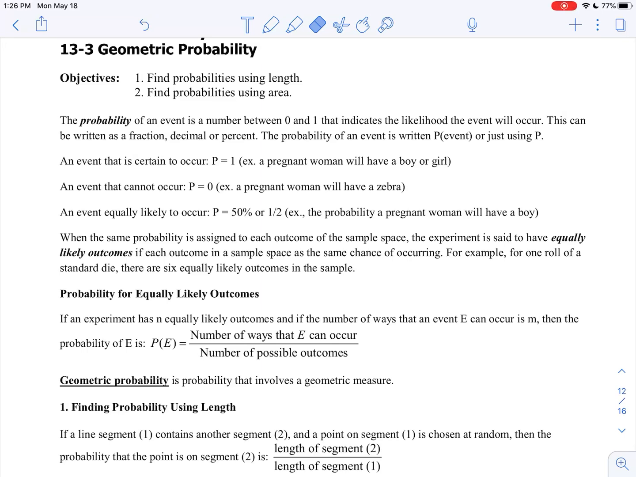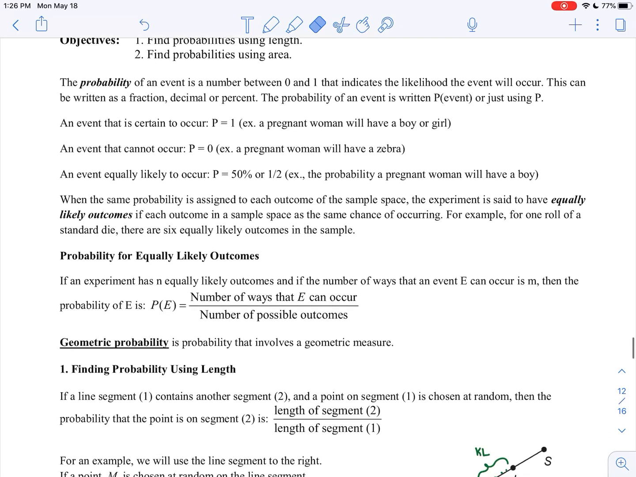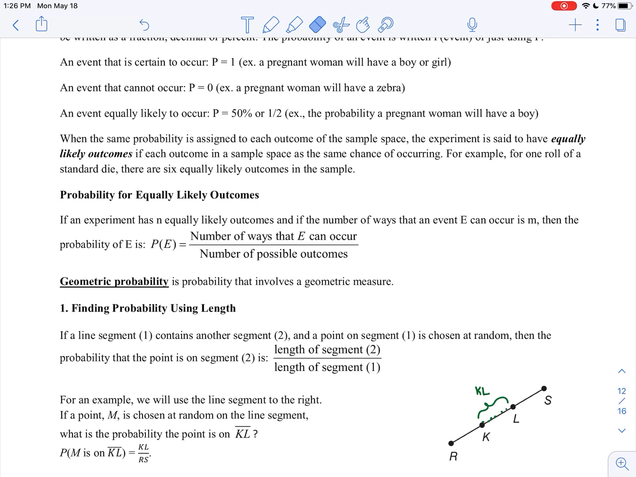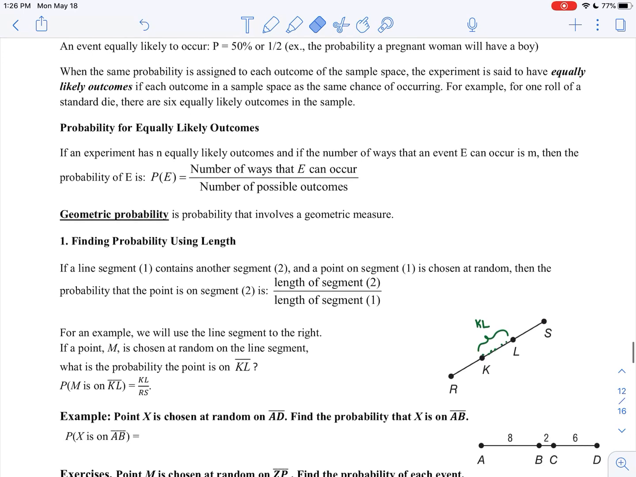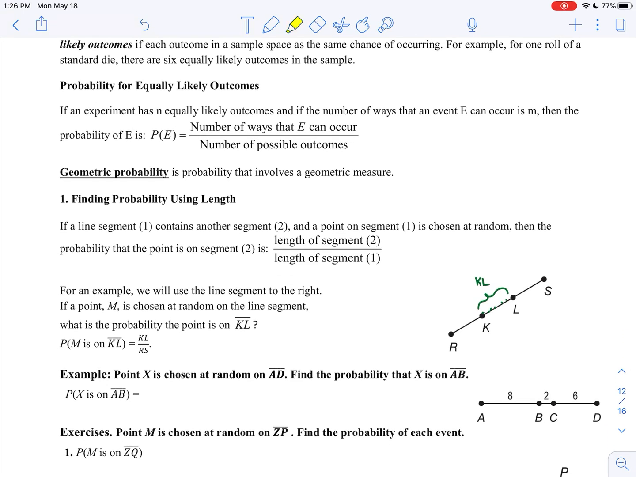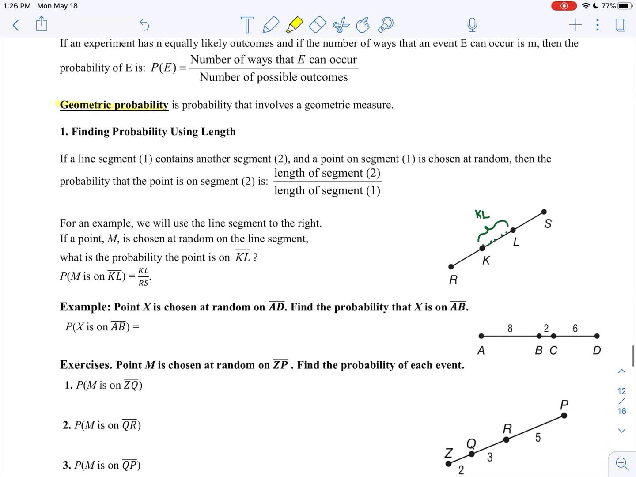We're now on page 12 on geometric probability, finding probabilities using length and finding probabilities using area. So if we scroll down through the review of probability that we discussed on a previous video, we get to the section on geometric probability, and the first one we're going to cover is finding probability using length.